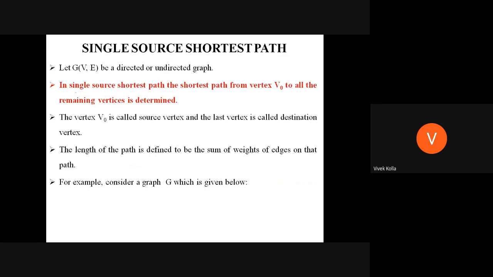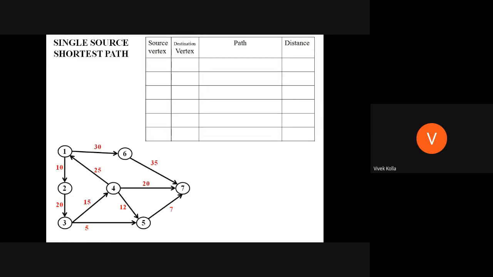So the main important objective of this topic, the main use of single source shortest path, is that you have to find out the shortest path from the source vertex to the remaining vertices. So the main objective of single source shortest path is to find the shortest path from the source vertex to the remaining vertices. We will see one simple example.